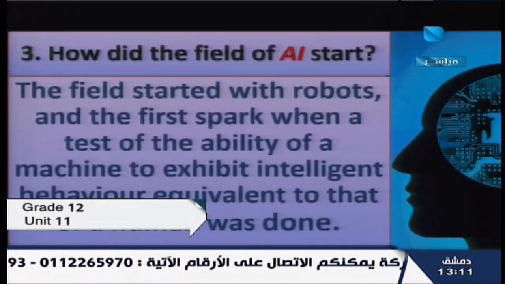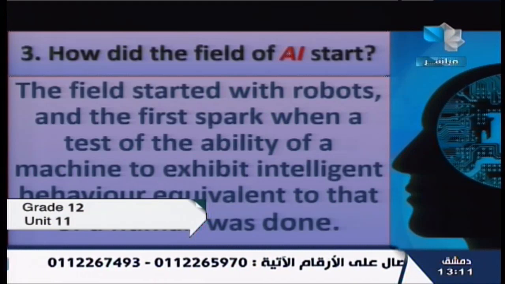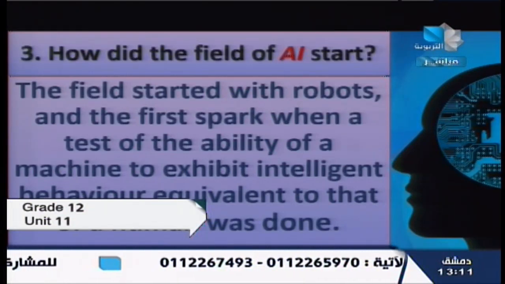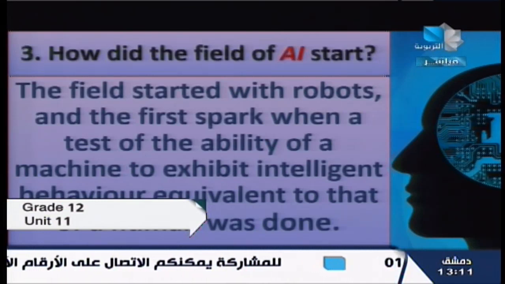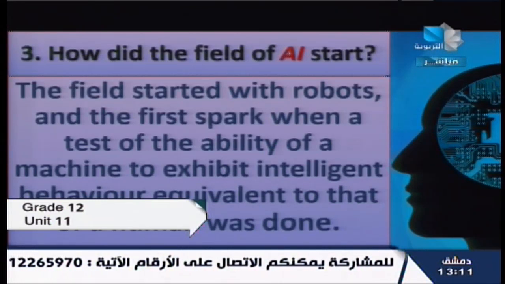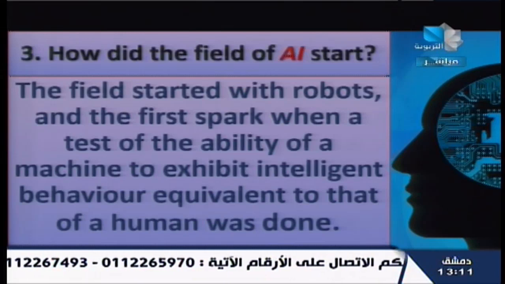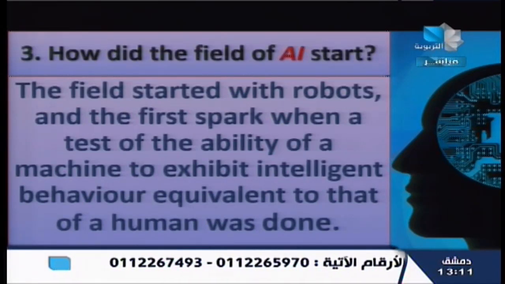Number 3, Ms. Summer, how did the field of AI start? Let's talk about the beginning of this field, the artificial intelligence, how it started. As you said, the field started with robots. And everyone, I think, knows robots. What do we mean by that? And the first spark, when a test of the ability of a machine to exhibit intelligent behavior equivalent to that of a human was done.